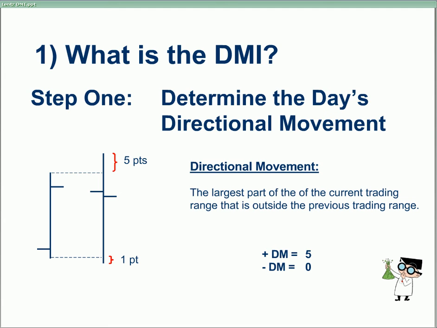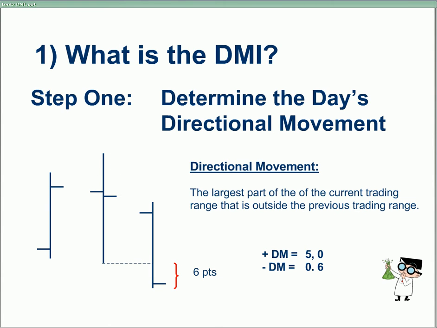I think we're okay with that. All right. So, step one in determining the DMI, we first determine the largest part of the current trading range that's outside the previous. So just like here, we have 5 points here and 1 point here. Now, in the world of calculating this, we're going to ascribe the positive directional movement that level, 5 points in this case. And because the other one was less than that, we're just going to give that a 0.